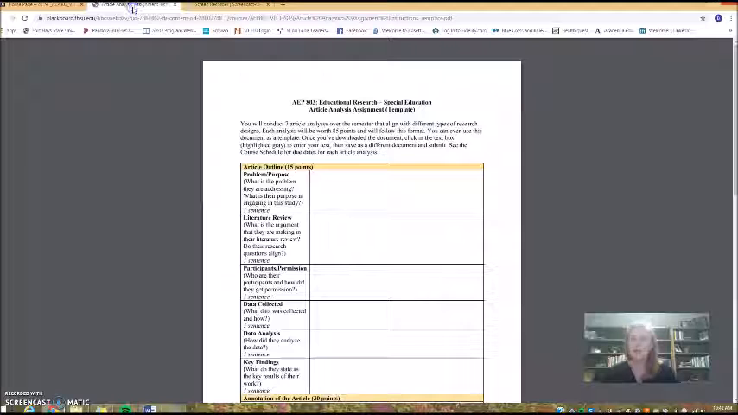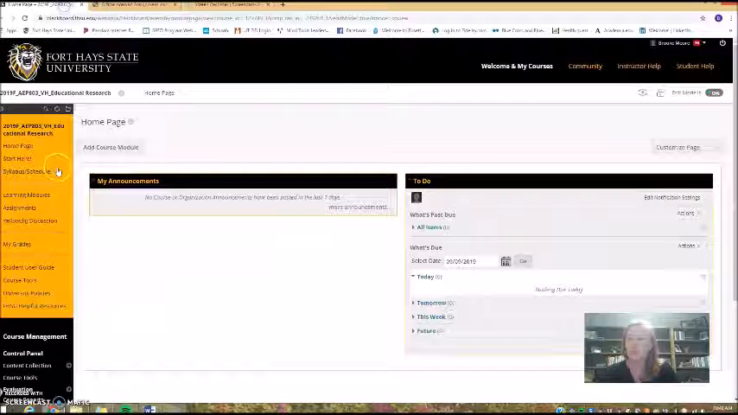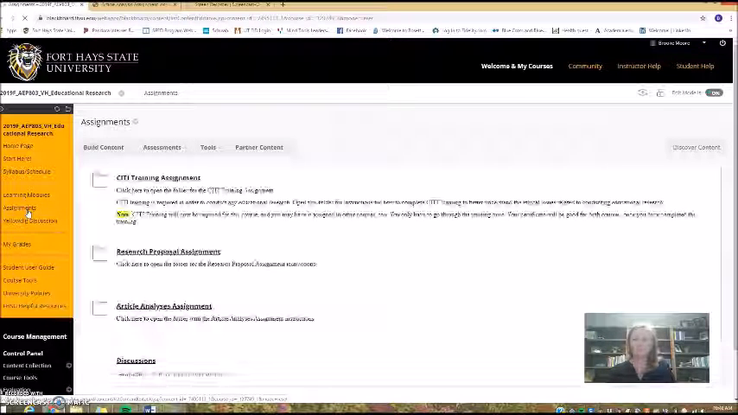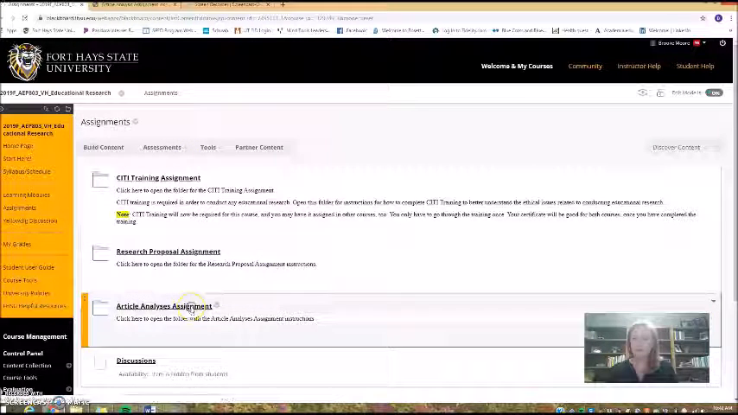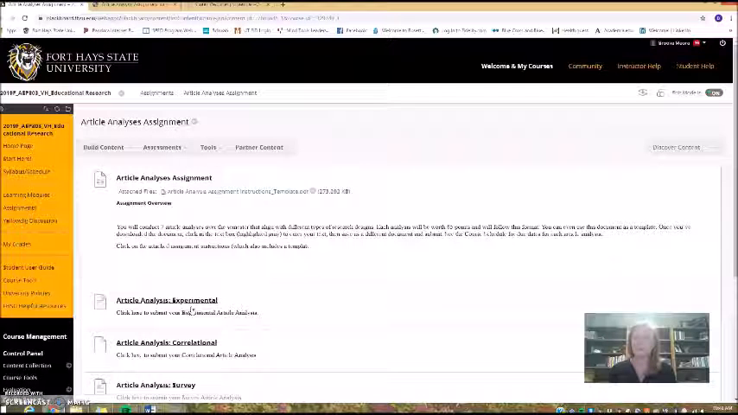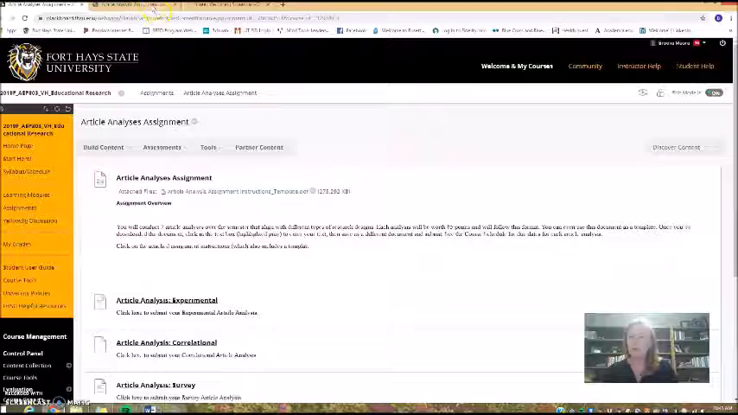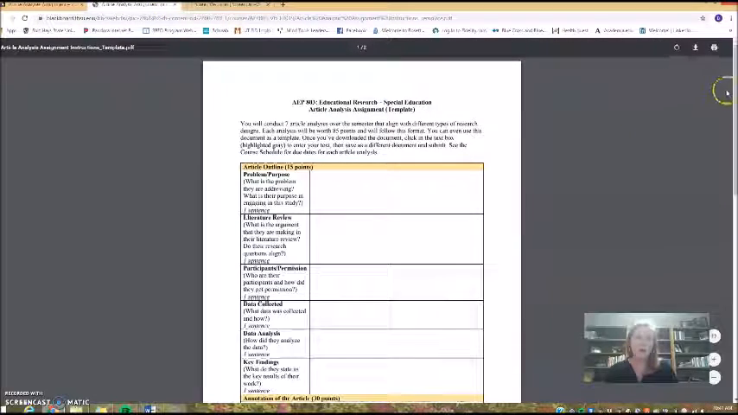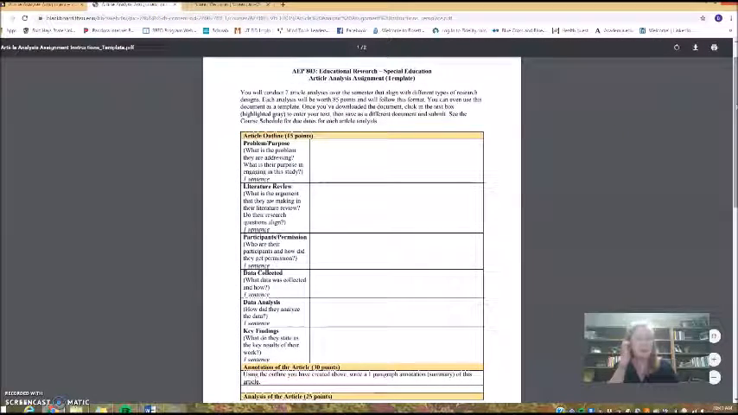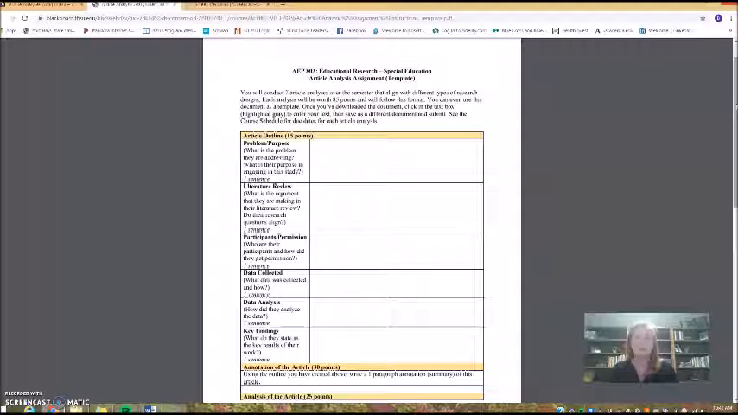I do want to guide you through this since you're going to be moving into your article analysis. By the way, if you click on the Assignments tab and click on the Article Analysis Assignment folder, you can open up the assignment instructions, which I have opened here. So you're going to be conducting 7 article analyses. You're going to use this template for each one of them.